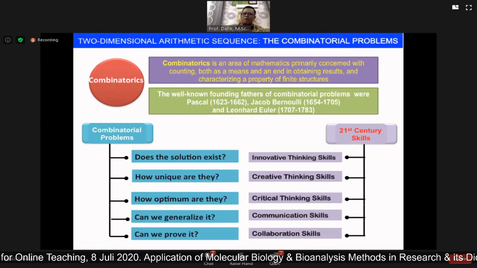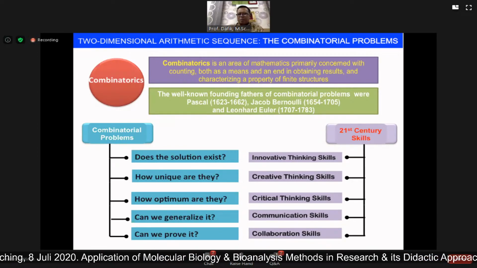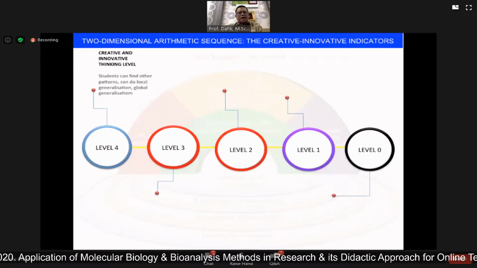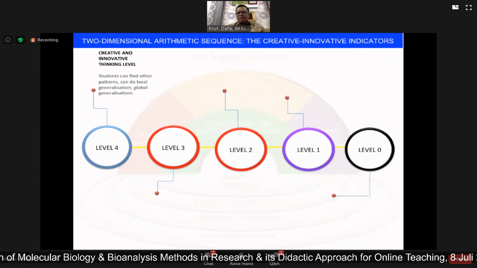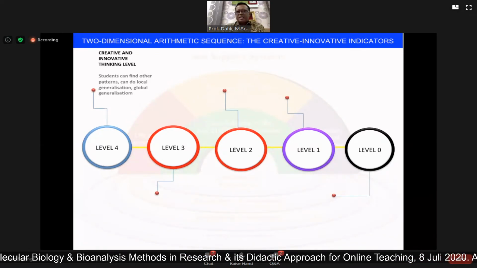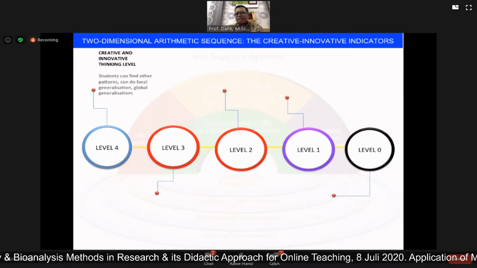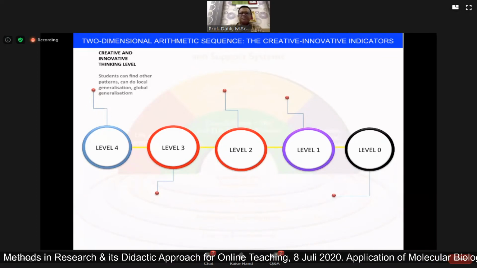So all those kinds of problems are associated with the 21st century skills. Now, I try to break down the detail of creative innovative thinking skill in two-dimensional arithmetic. This is the side of the education.